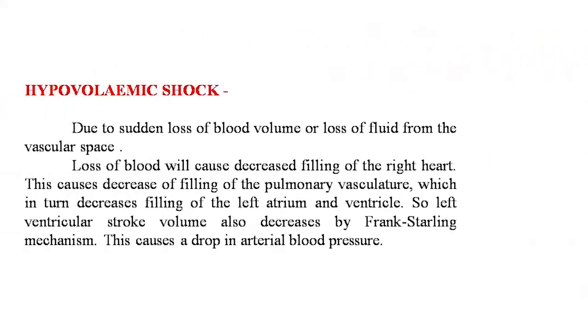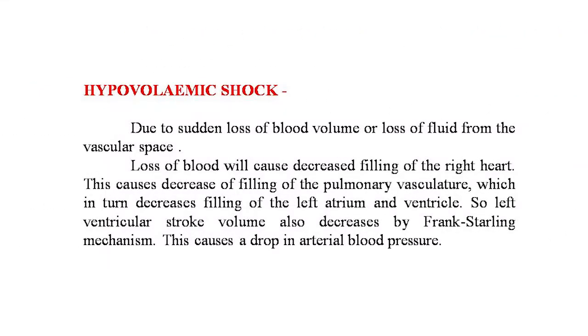Now, in detail, we will see first the hypovolemic shock. Such shock is usually due to sudden loss of blood volume or loss of fluid from the vascular space. Hemorrhagic shock is the most common form in the group. Hemorrhage mostly occurs from the systemic venules and small veins, which usually contain about 50% of the total blood volume.